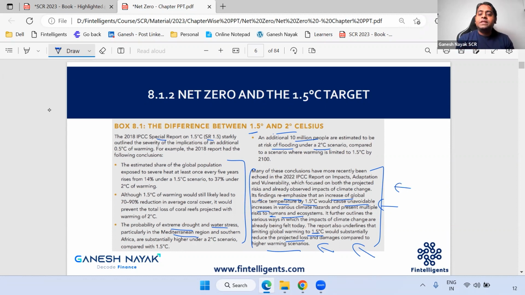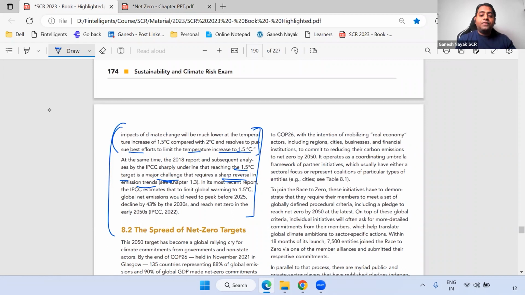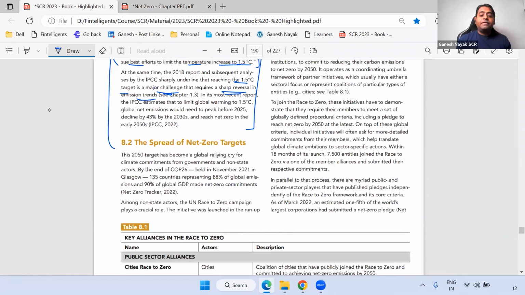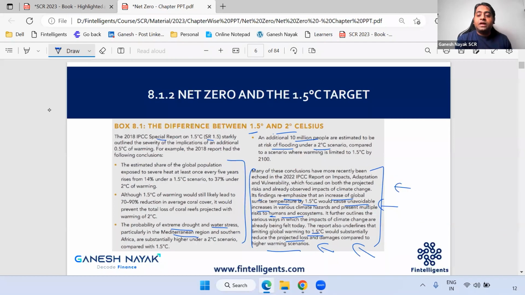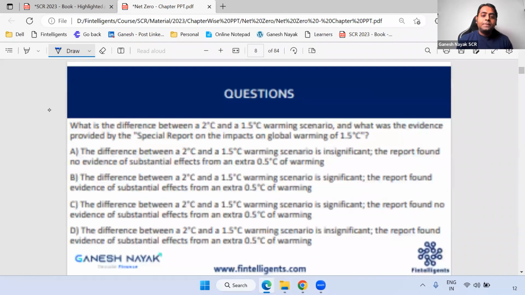So this table is basically the extract from that report, the special report. Let us go towards the next section, which is the spread of the net zero target. Now, when we talk about this, before going to this, we'll have a quick set of questions.